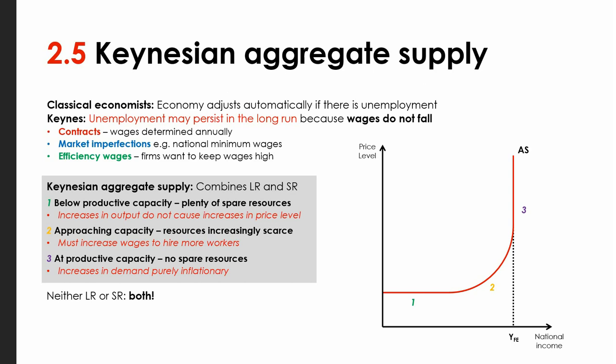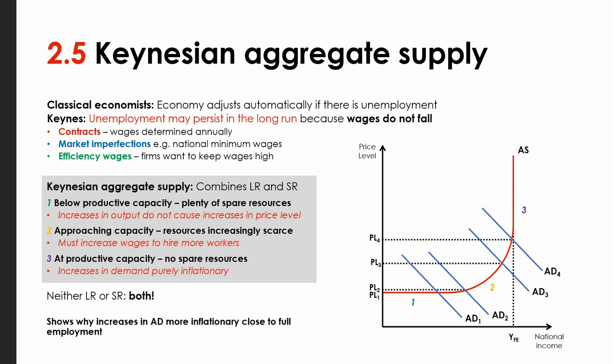Now, this curve is neither long run or short run. It's both, because we can be stuck at any point on it in the long run and short run. And other than the argument between classical economics and Keynesian economics, this curve is also really useful because it shows us why it is that an increase in aggregate demand becomes progressively more inflationary the closer I am to full employment. Compare AD1 to AD2 versus AD3 to AD4. You can see how the price level differs as we move along the curve.